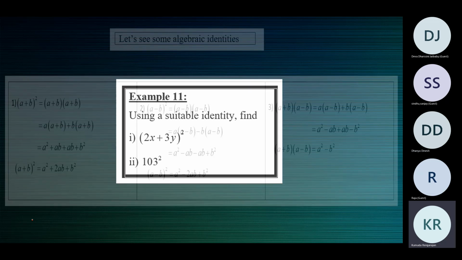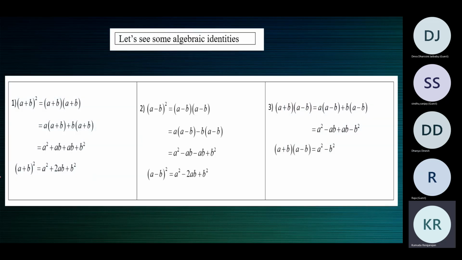Now another interesting thing about the identities is that one side of the identity will be the question, the other side will be the answer. So now the given question looks like a plus b the whole square. So we should write the answer in this form. An identity has both the question and answer in it. If the question looks like one side of the identity, the answer is the other side of the identity.